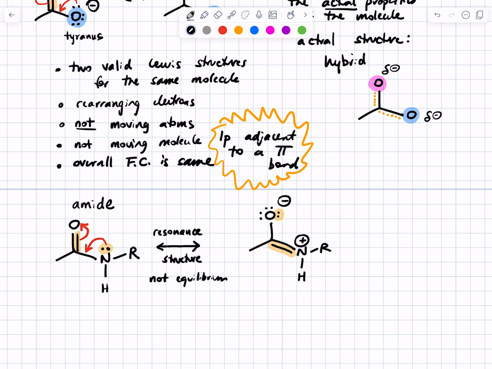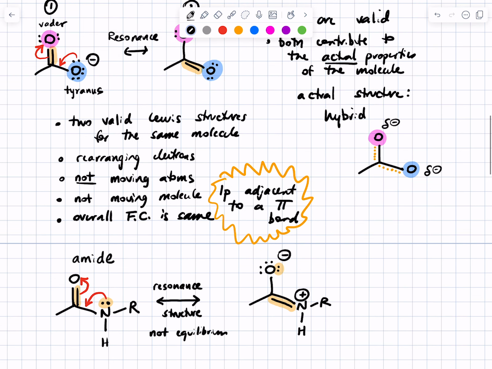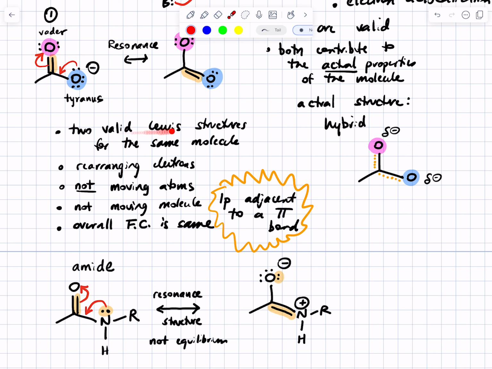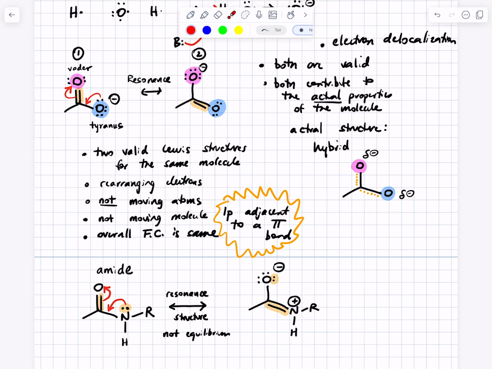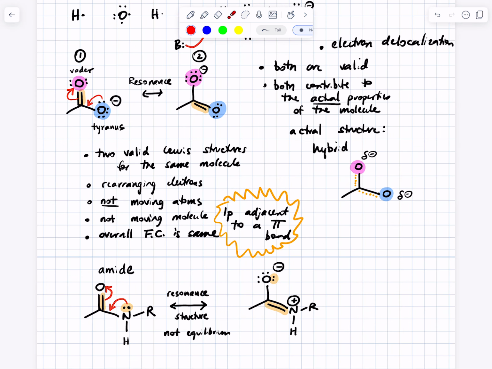Have we broken any rules? We haven't broken the octet rule. Our formal charges are correct. Is the total formal charge the same in each resonance structure? You bet. So these are both correct. Now remember the implications of resonance. They're both valid descriptors of the same molecule. We rearrange electrons. We do not rearrange or move atoms. The molecule isn't moving. The overall formal charge is the same, but both resonance structures contribute to the actual properties of the molecule.